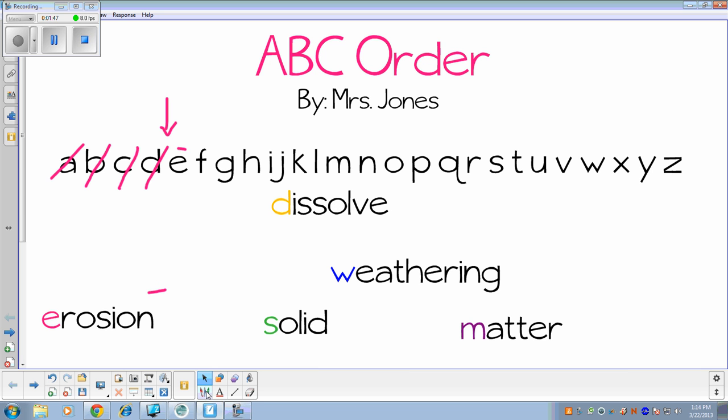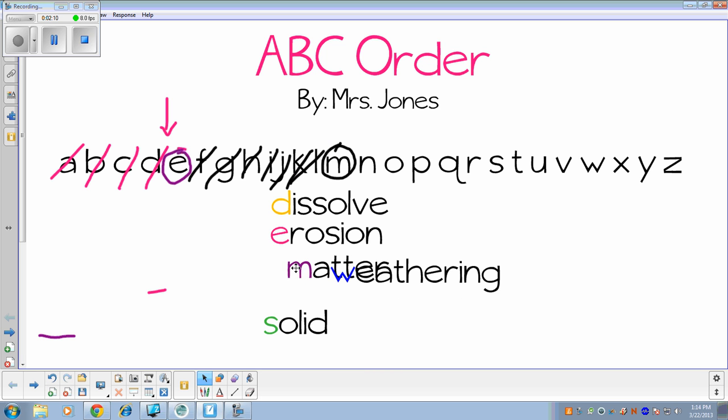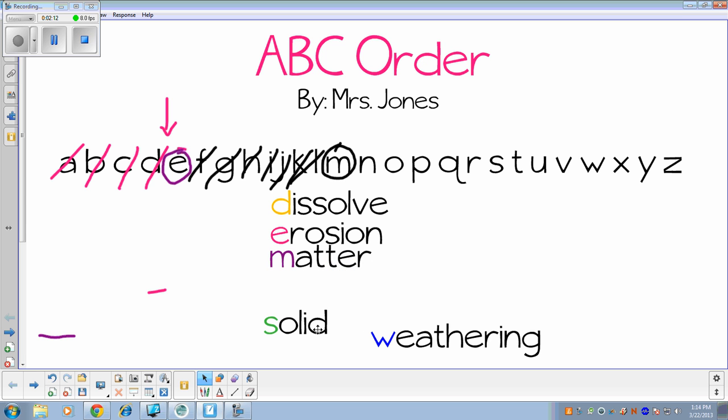Now I'm going to keep on going. Do I have a word that begins with an E? Yep, erosion. So that's going to be my second word. And here we go. I'm going to keep going. I don't have a word that begins with an F or a G or an H or an I or a J or a K or an L, but I do have an M word, so I'm going to put that third. I'm going to move these two words down out of my way.